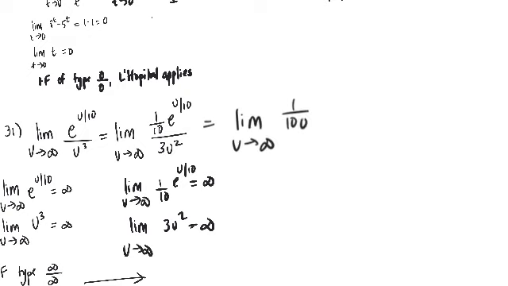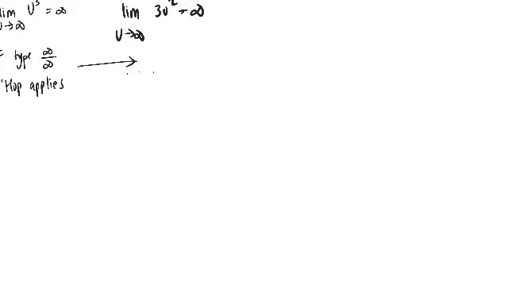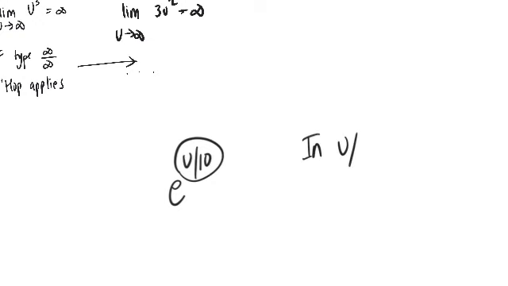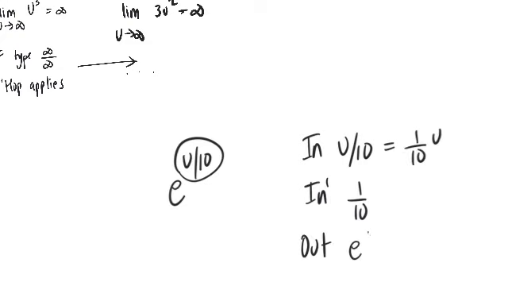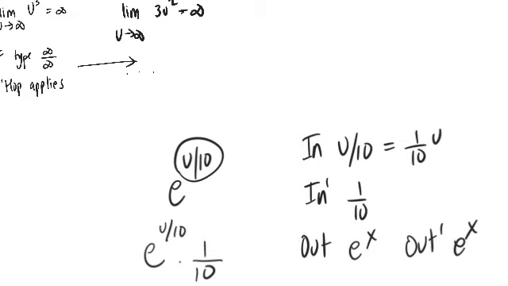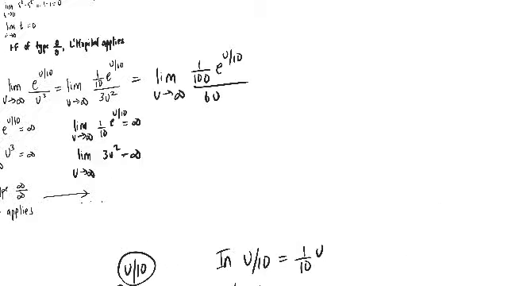Now you got (1/100) e^(u/10), right? Because I'm doing the chain rule on, let me just explain that so it's not confusing, e^(u/10), right? The inside function is u/10. So in prime is 1/10, right? u/10 just means (1/10)u. And the outside function is e^x, so the out prime is e^x. So out prime of in times in prime, right, gives me that. That would be the derivative. Okay, so that's what I've been doing up here.